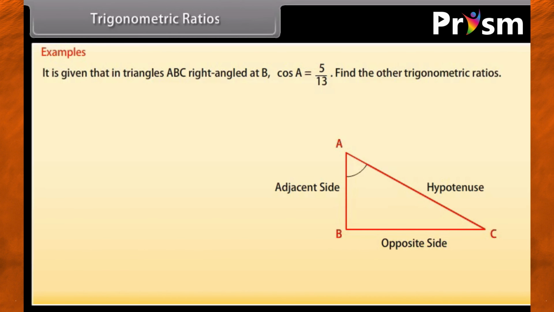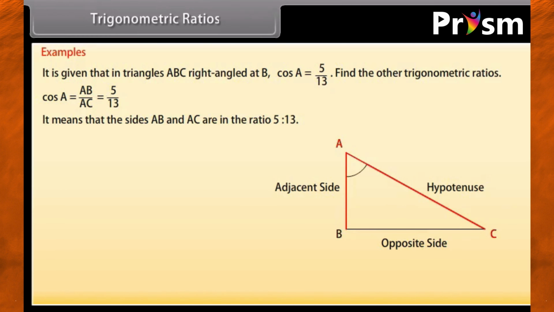It is given that in triangle ABC, right-angled at B, cos A is equal to 5 upon 13. Find the other trigonometric ratios. Cos A is equal to AB upon AC, which is 5 upon 13. It means that the sides AB and AC are in the ratio 5:13. Therefore, we can say that AB is equal to 5A and AC is equal to 13A, where A is a positive number.